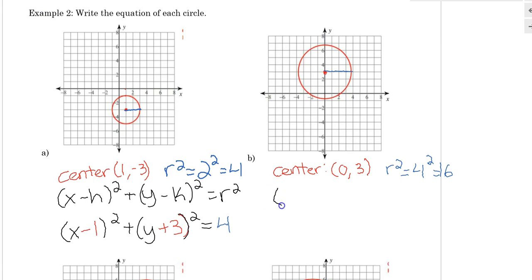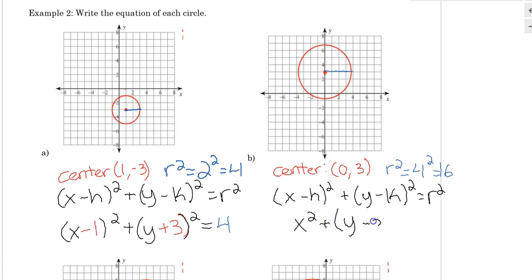So again, our equation is (x minus h) squared plus (y minus k) squared equals r squared. Remember, this 0 means I'm going to have nothing with x, so that's just going to be x squared. I don't even have to write the -0. Plus, this 3 is going to change to a negative. And then r squared is 16.